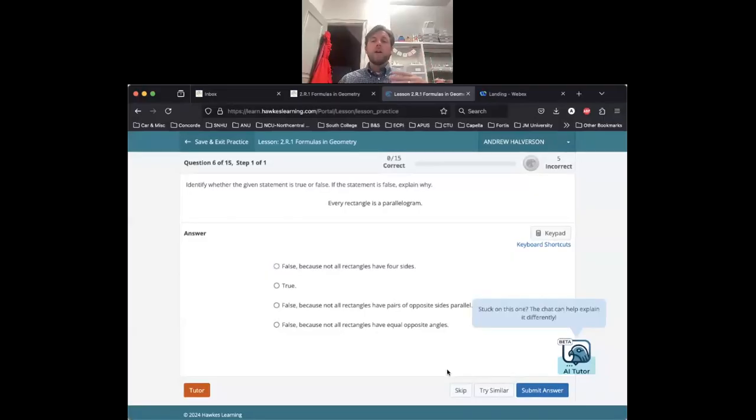A parallelogram, on the other hand, is a quadrilateral, four sides, with two sets of parallel lines, but there's no requirement that you have to have a right angle.